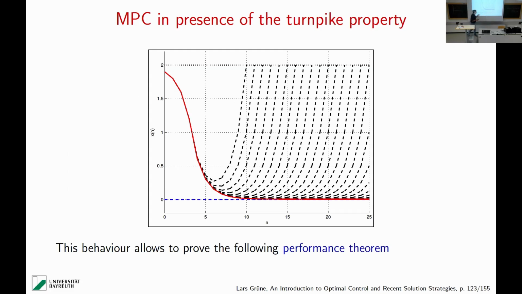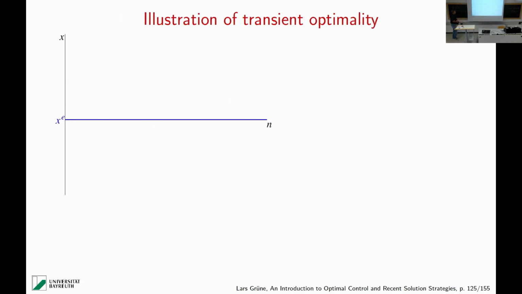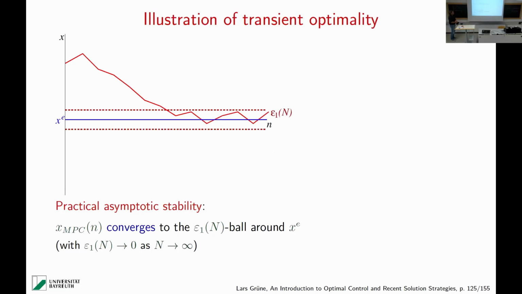So this is precisely what we see here, that we go near the equilibrium, but not exactly there. And now the question is, what is this? This is what is called practical asymptotic stability. Practical means as good as, right? If epsilon is small, you can't distinguish in real world problems whether you are asymptotically stable or not. And what is now this transient optimality?